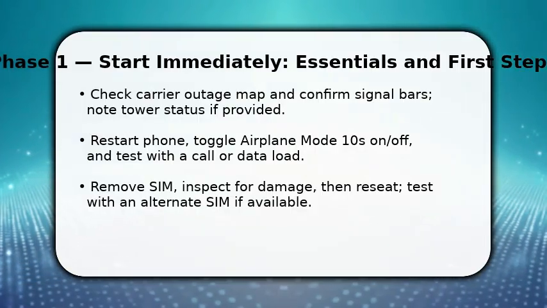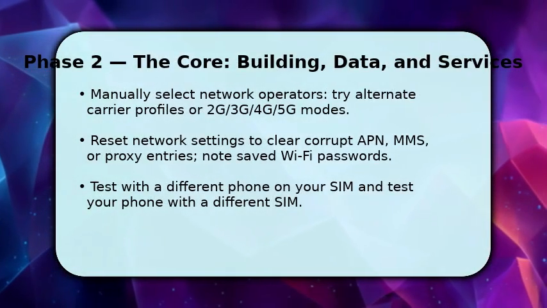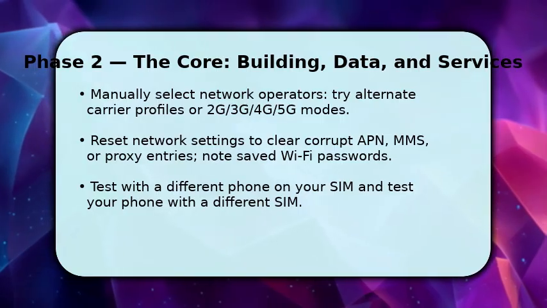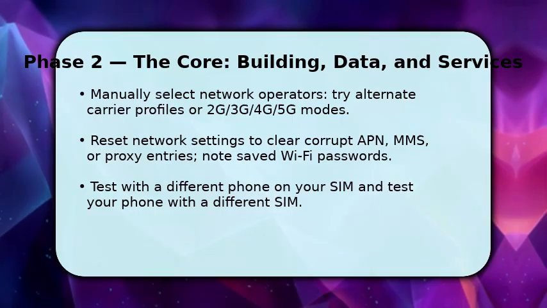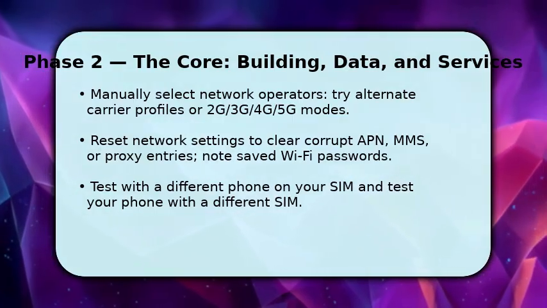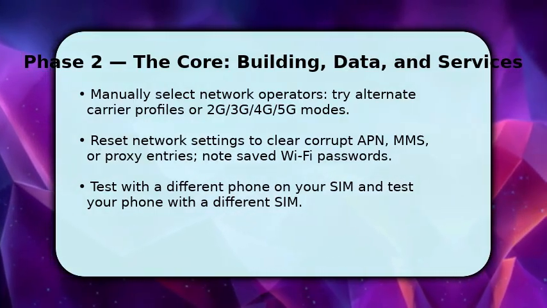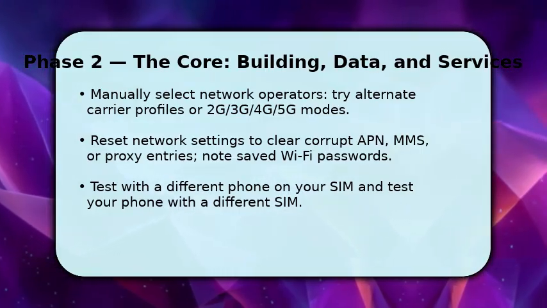or account issues. Next, dig deeper. Manually select network operators and switch radio modes between available standards so you can identify compatibility problems. Reset network settings to purge corrupt APN, MMS, or proxy entries. This often restores data and SMS. Remember, this removes saved Wi-Fi passwords.